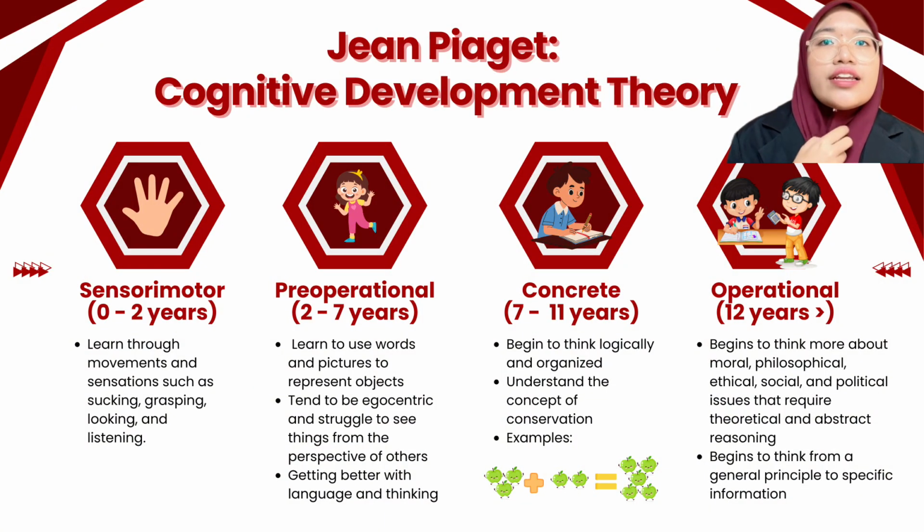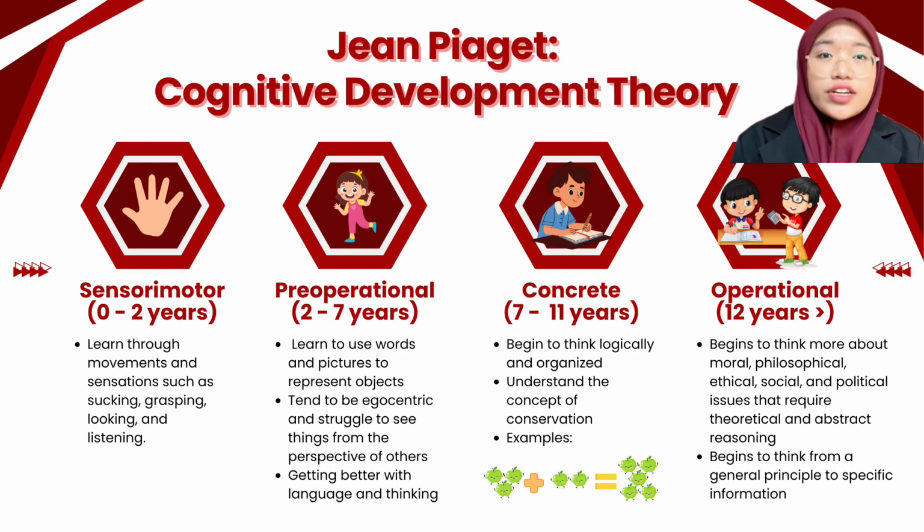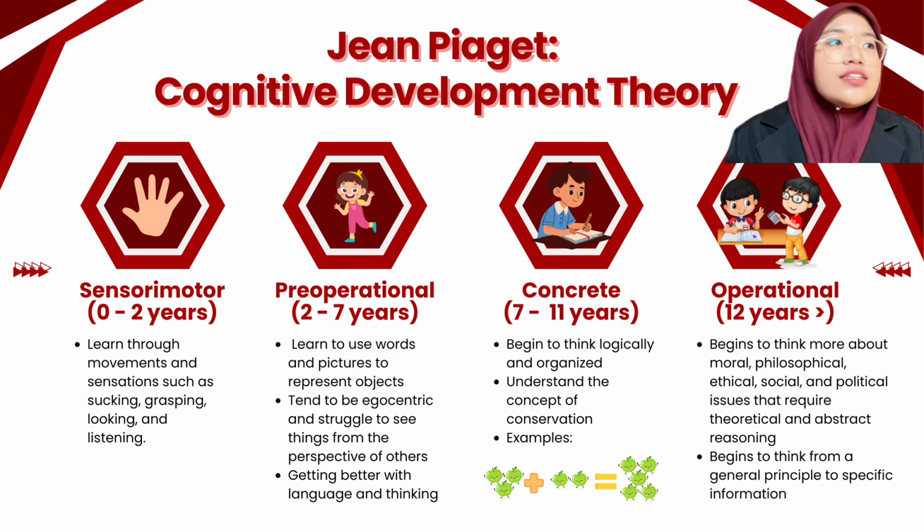Then comes the concrete operational stage, from around 7 to 11 years old, where children start thinking more logically but still rely heavily on concrete hands-on experience. Just like what I said before, they want to know something, but they need to see it first. They need to see, I do it like this, so it happened like that. So they believe in things that happen in front of their eyes.